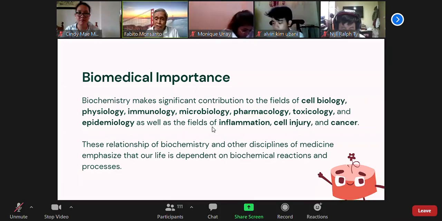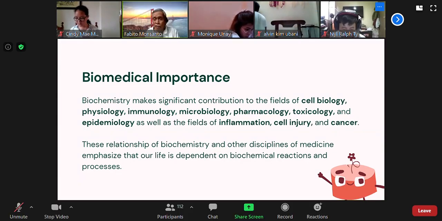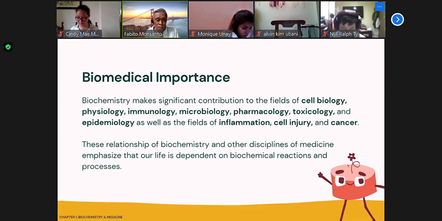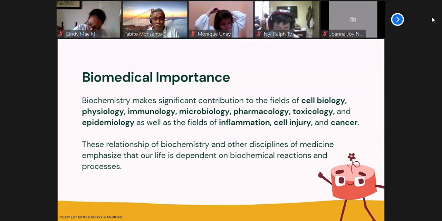as the processes, disease processes, inflammation, cell injury, and of course, cancer. Now you have seen this relationship, and the different disciplines of medicine that are dependent on biochemical reactions and processes.